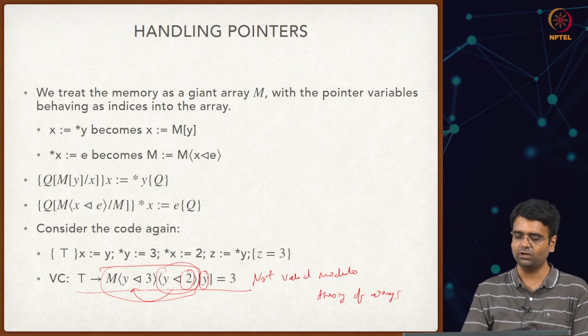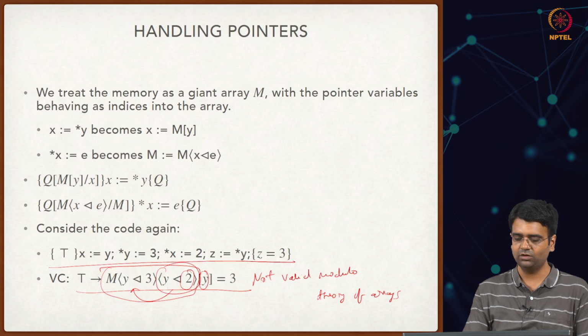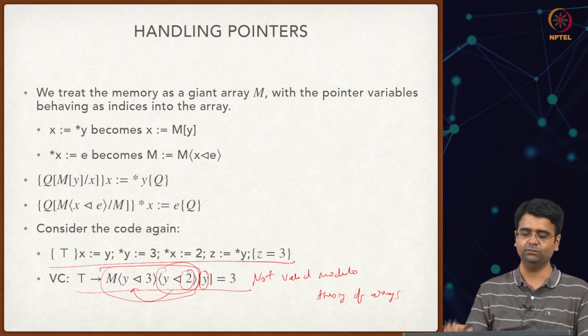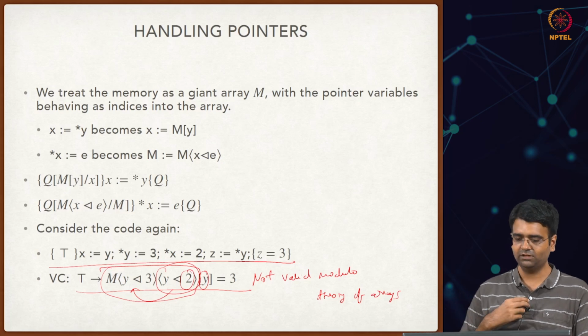Since this is not valid modulo the theory of arrays, this VC is also not valid, and therefore we will say that the Hoare triple is also not valid, which is what we wanted. Because this particular Hoare triple is actually not valid, the program is not correct. So this is how we can model pointers, by using the theory of arrays and converting pointer assignments to array variables. With this I am going to stop today, we will continue in the next lecture.